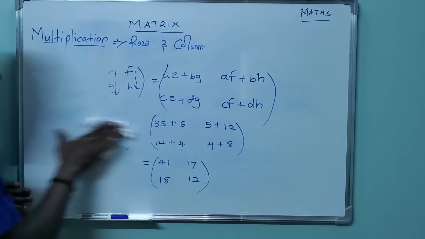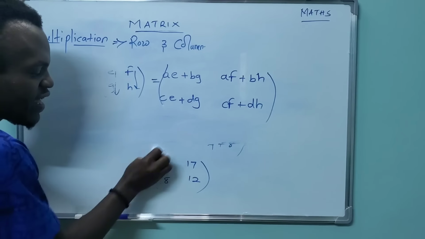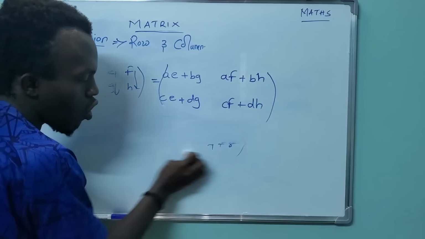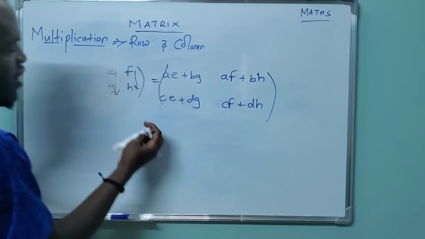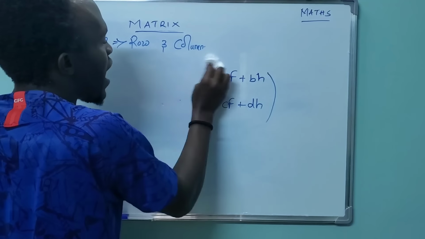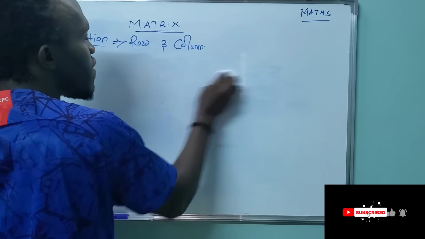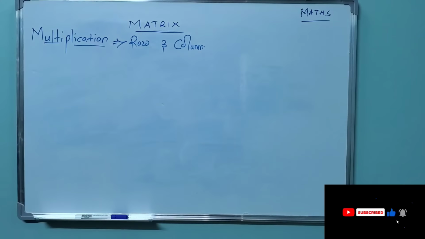Let us try another example. So what you have to identify is the row and the column. And the row that you identify of the first matrix, you have to multiply it by both the columns of the second matrix before you proceed with the second row and the second column. The first and the second column.